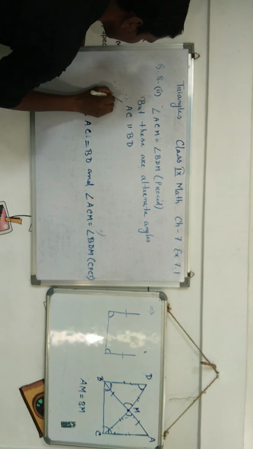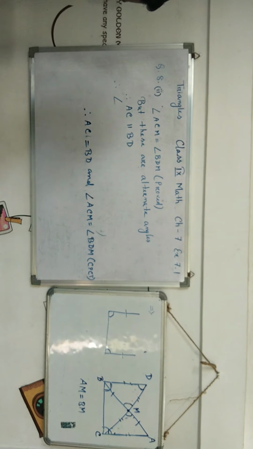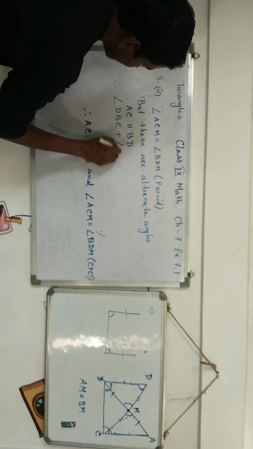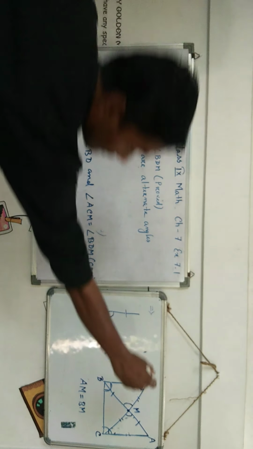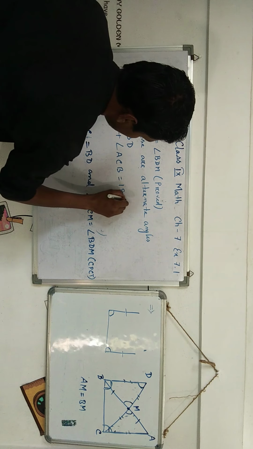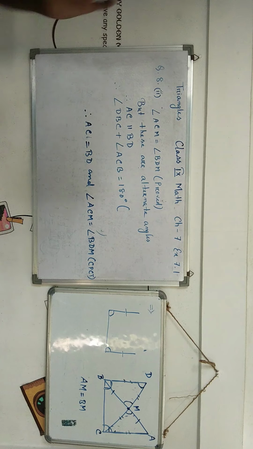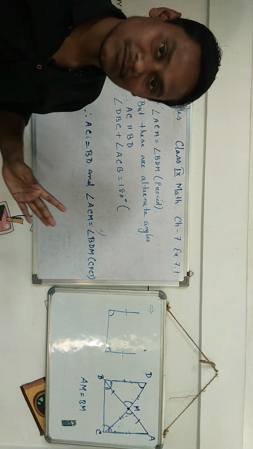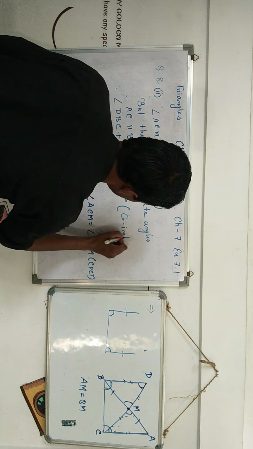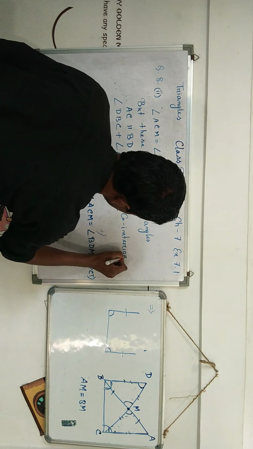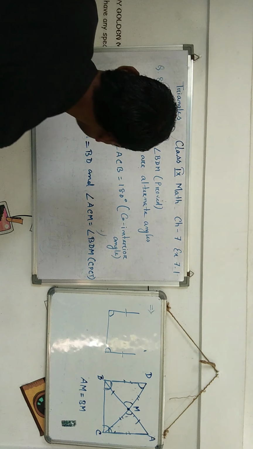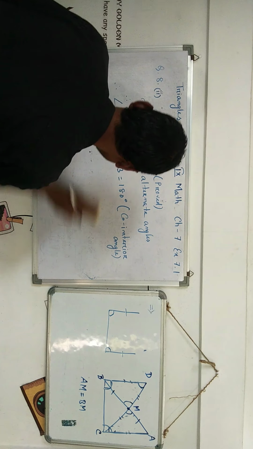Therefore I will write angle DBC plus angle ACB is equal to 180 degrees. So I have used this one. Why? Because it is interior angles on the same side of transversal. So I will write co-interior angle. Simply I will write co-interior angle. That is, interior angles on the same side of transversal is 180 degrees. I have used that here.